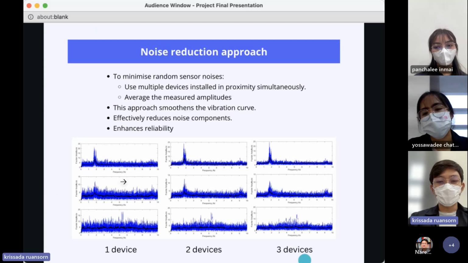Also, this visualizes the number of devices being employed at the same time. This one has one device, this has two devices, and three devices respectively. As you can see, the uncertainty of these amplitudes gets lowered very effectively.